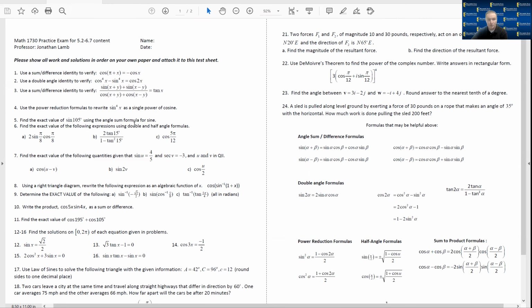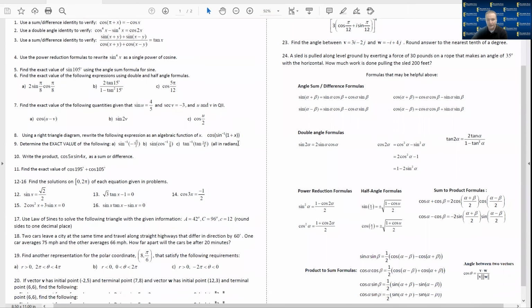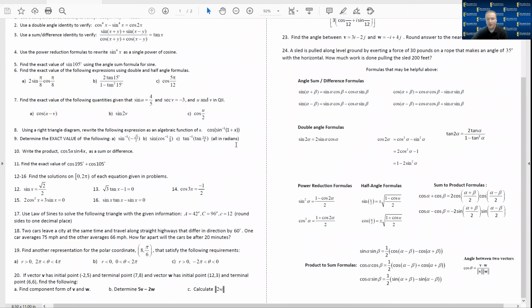Now in number 6, we're using the double and half angle formulas. So you say, well, all right, the double and half angle formulas. The double angle formulas right here, the half angle formulas right here. And if I don't put a half angle formula on the test, like the tangent of u over 2, that just means it's not on the test, so you don't need it.